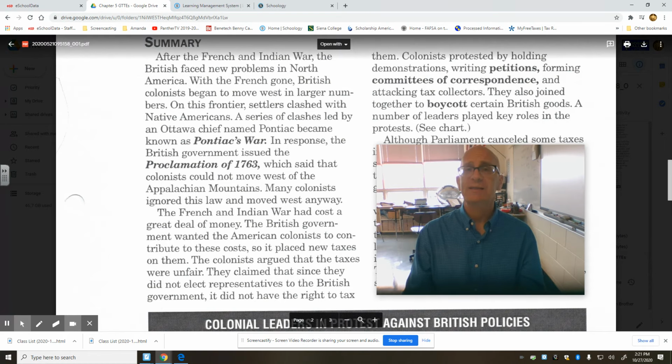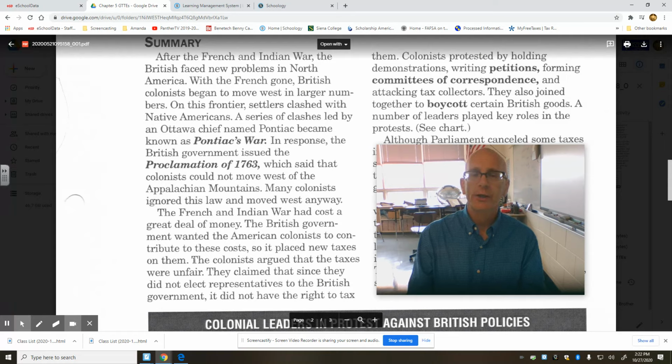They are used to paying taxes, but the colonists are really going to object to being asked and being demanded to pay taxes that they had not paid before the French and Indian War. And again, these taxes are put into effect by England to help defray, or help pay for, the cost of the recently completed war.